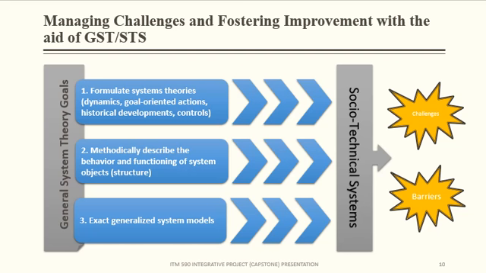Now, general systems theory consists of goals to formulate systems theories such as dynamics, goal-oriented actions, historical developments, utilizing these methodically to describe the behavior and functions of a system, for example, its structure, and then with the knowledge of this, generalize system models to focus these efforts towards socio-technical systems. This is done strategically.